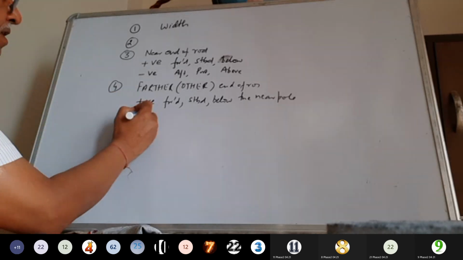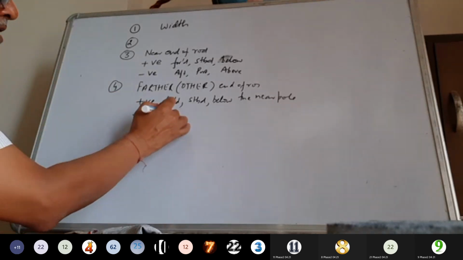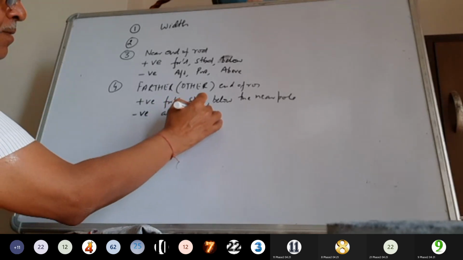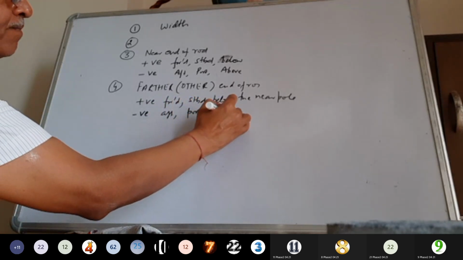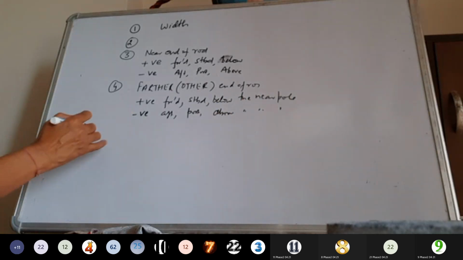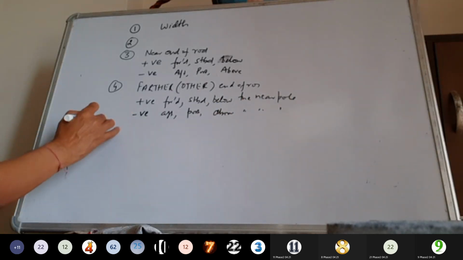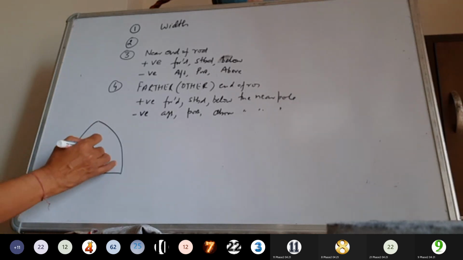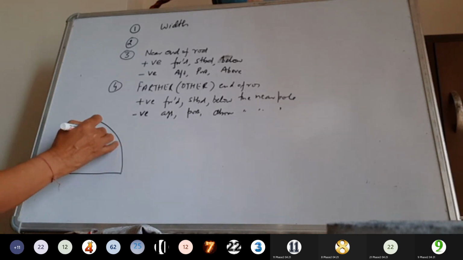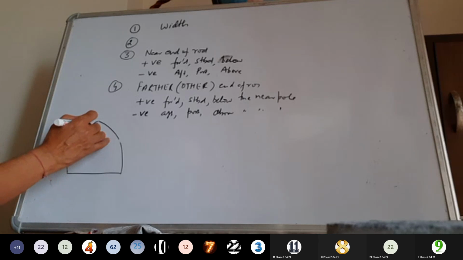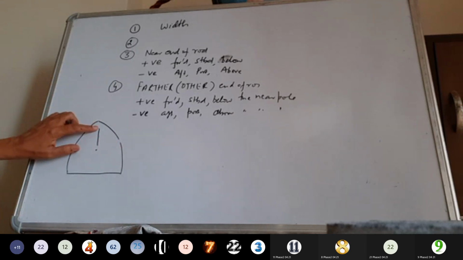Written. Okay, so this is negative, and it will be negative if it is aft of the near pole, outside of the near pole, or above the near pole. So let's say it is like this, and I show one dot like this. Okay. So now this is the other pole. This is the other pole.